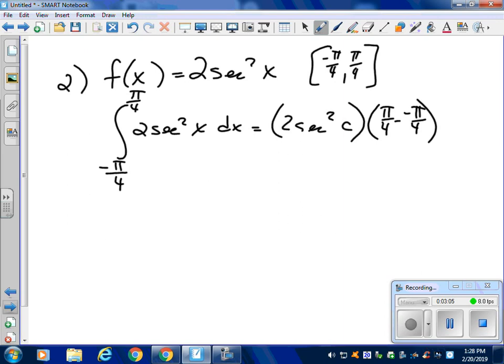Now, my suggestion again is to work the whole left side out to get your value with the first fundamental theorem of calculus. So what does secant squared integrate to? Whose derivative, who do you take the derivative of to get secant squared? That's right. So it's going to be 2 tangent of x from negative pi over 4 to positive pi over 4.